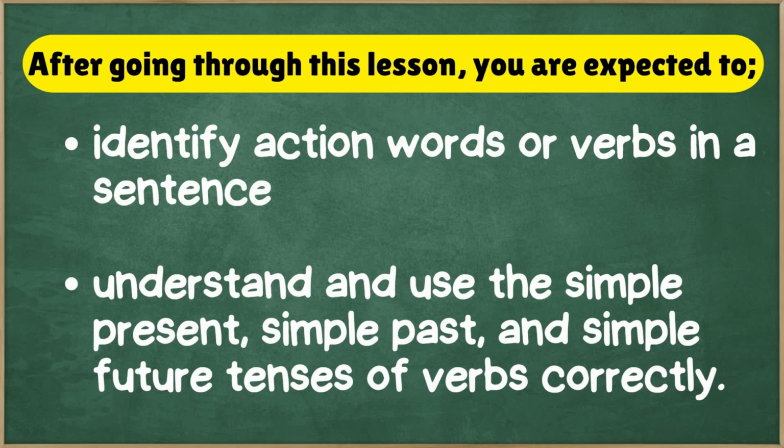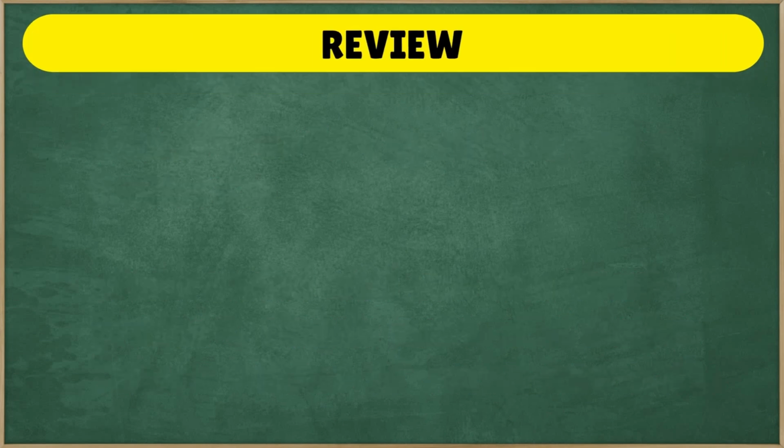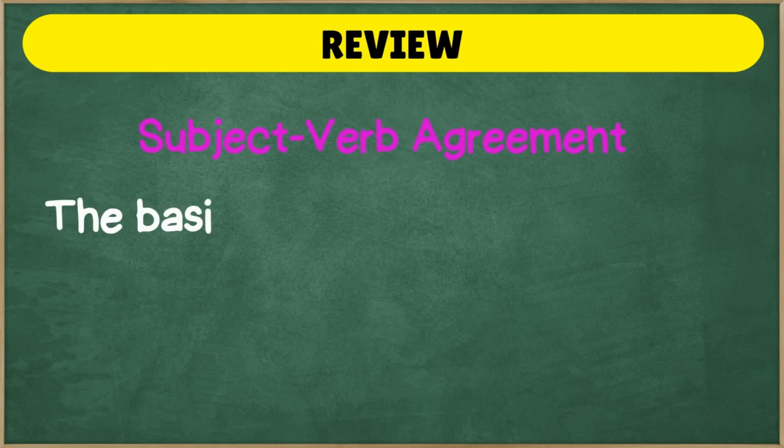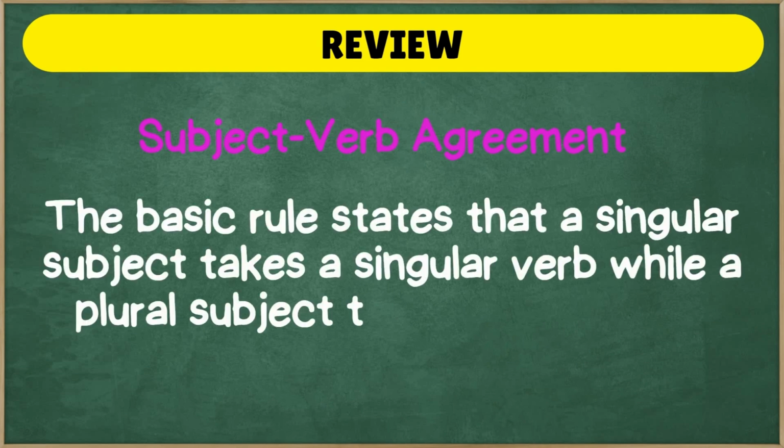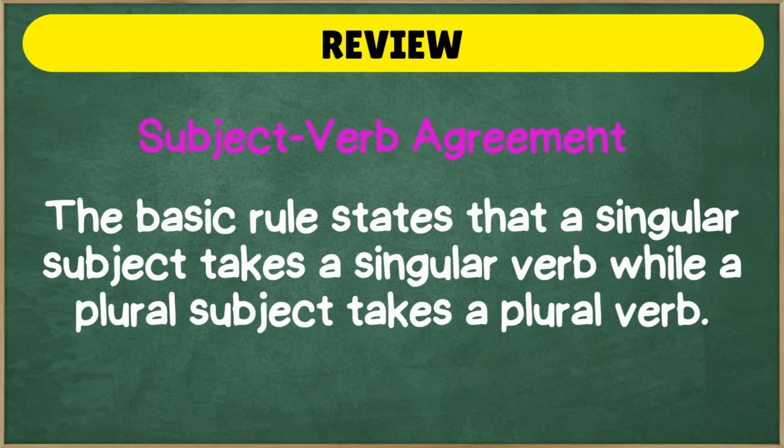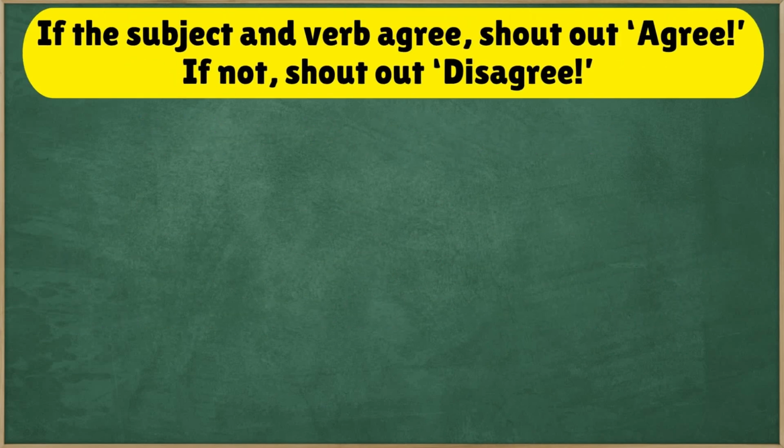Before we dive into our new lesson, let's quickly review what we have learned last time. Subject-verb agreement. Remember, the basic rule states that a singular subject takes a singular verb while a plural subject takes a plural verb. I'm going to show you some sentences. If the subject and verb agree, shout out agree. If not, shout out disagree.